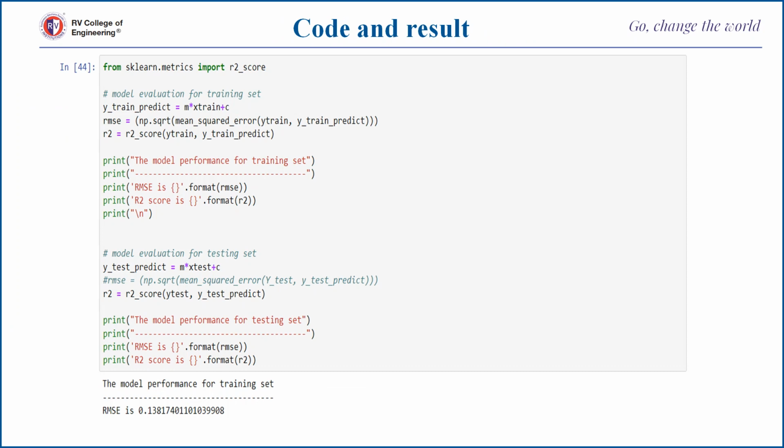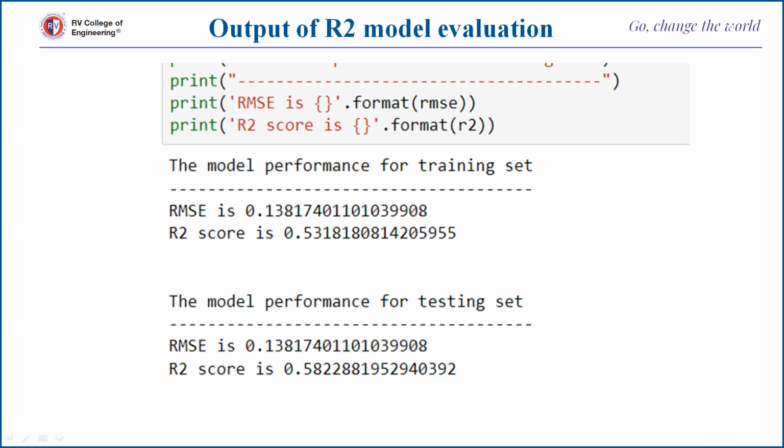So code and result. Here we see the performance of the model using root mean square error score and R2 score of the training and the testing data. What we see is the root mean square error score is 0.138. It's a low error value, and on the training set, the root mean square error is 0.13 and the R2 score is 0.53.